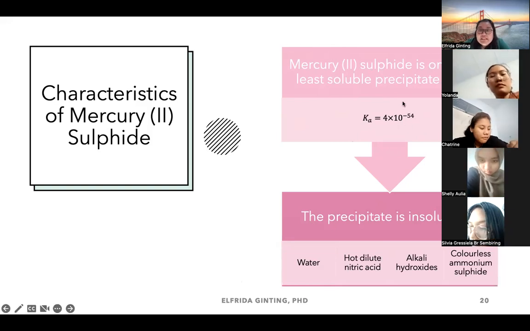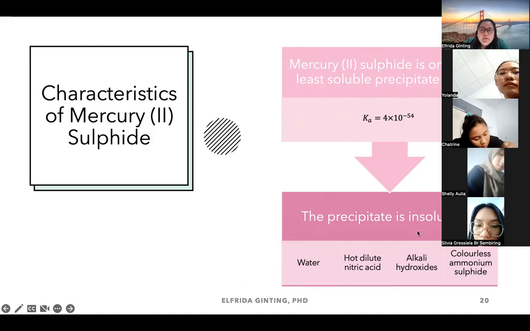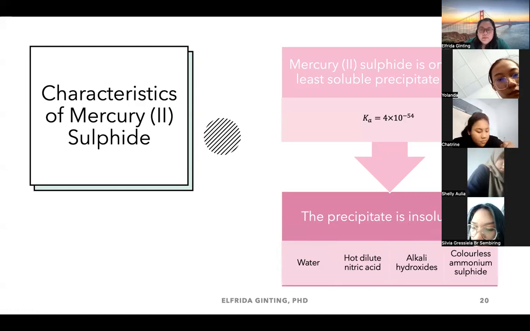So that's why it is the least soluble precipitate. And you can see here, if you mix it with water, it will be insoluble. If you mix it with hot dilute nitric acid, it will be insoluble. If you try to dissolve it in alkali hydroxide, it will be insoluble. And also in ammonium sulfide, it will be insoluble.